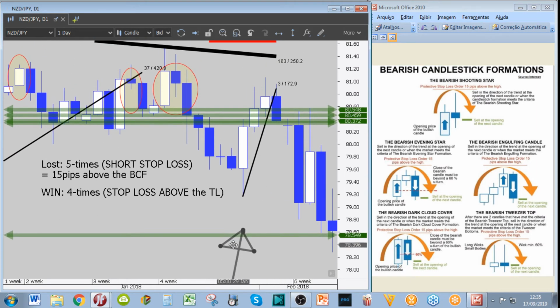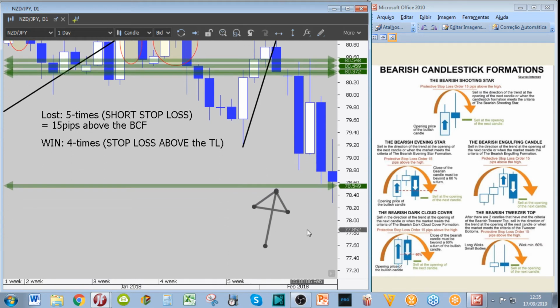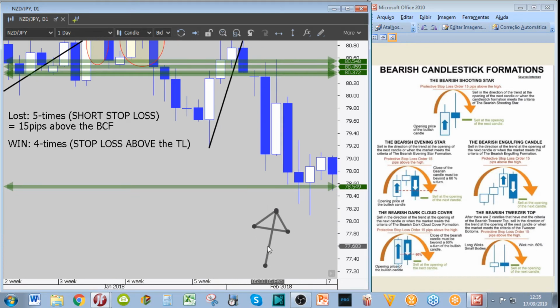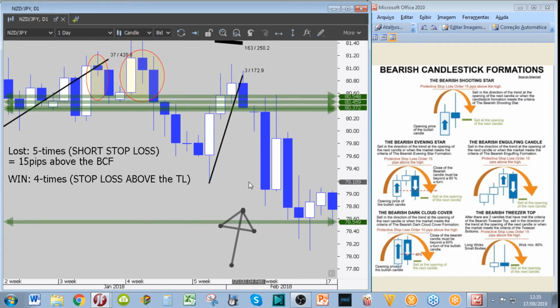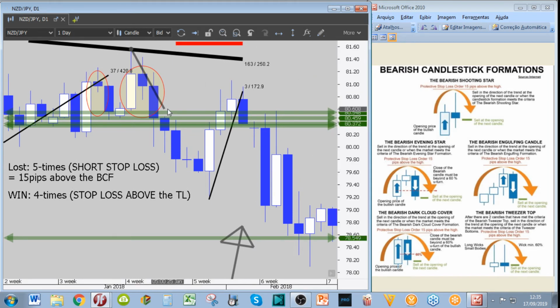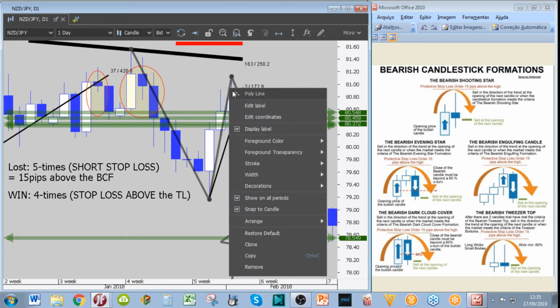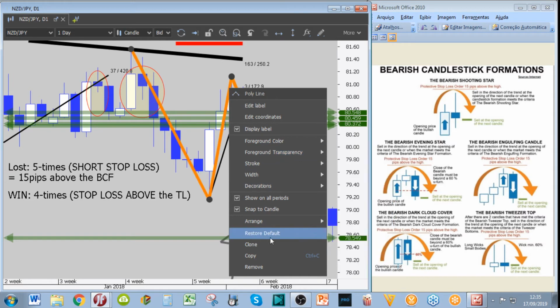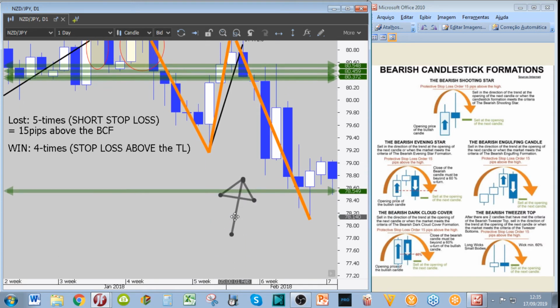We are going to wait for another one. Now that the market has formed a lower low, after the lower low, high, low, high, low, what we are going to do is color code this in orange. There you go. The market has made a lower low.